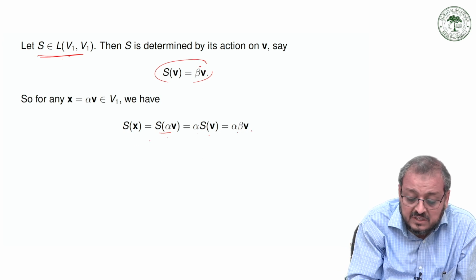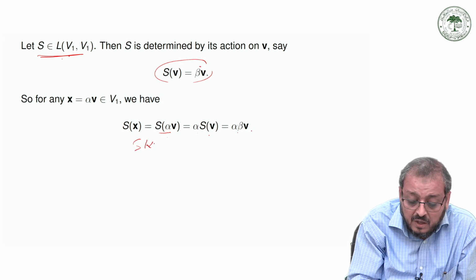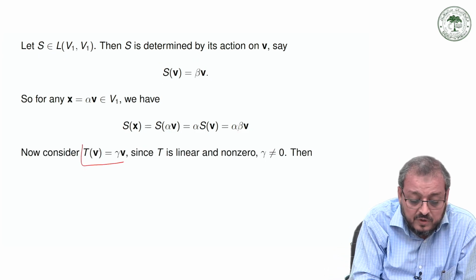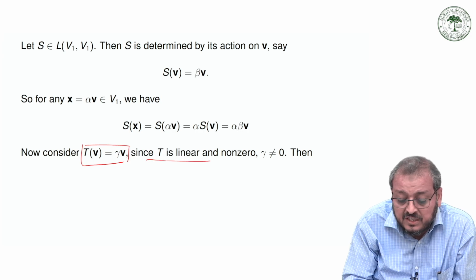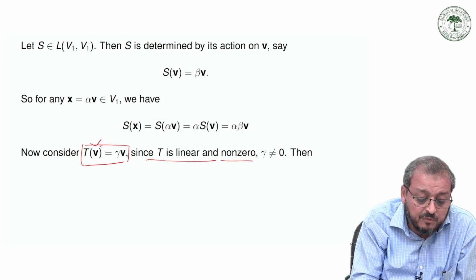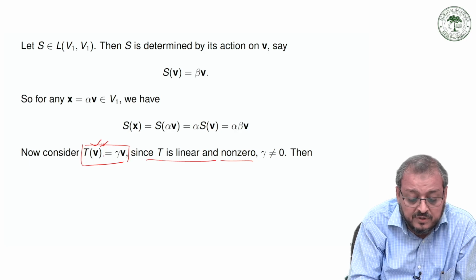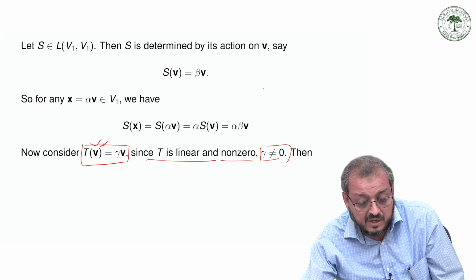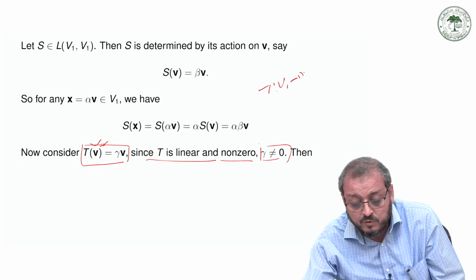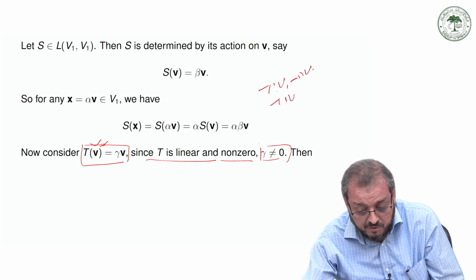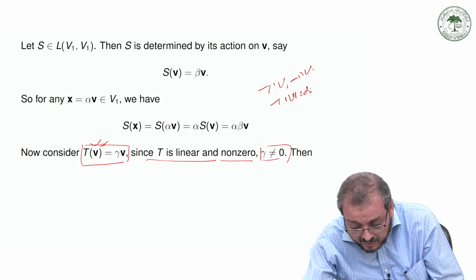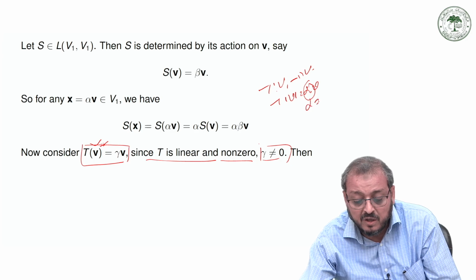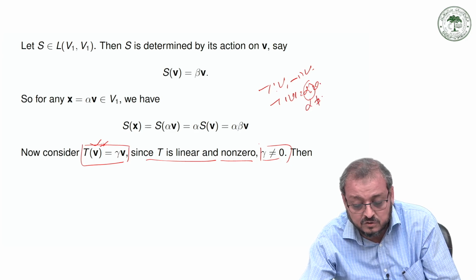So this means S of x is equal to alpha beta V. Now consider T, equal to some gamma V. Since T is linear and non-zero, this is a non-zero transformation, which means gamma V should not be equal to 0, because this map is defined from V1 to V2. So T of V is some scalar times V, and this should be the non-zero transformation. Since V is non-zero, gamma must not be equal to 0.